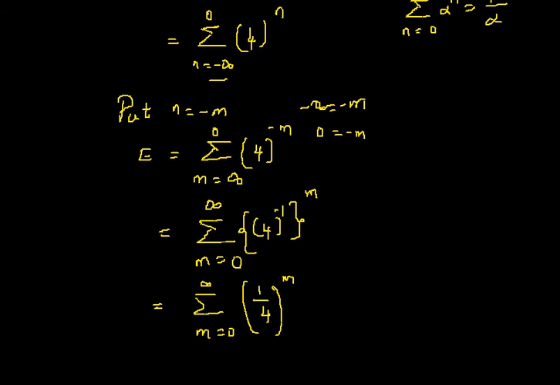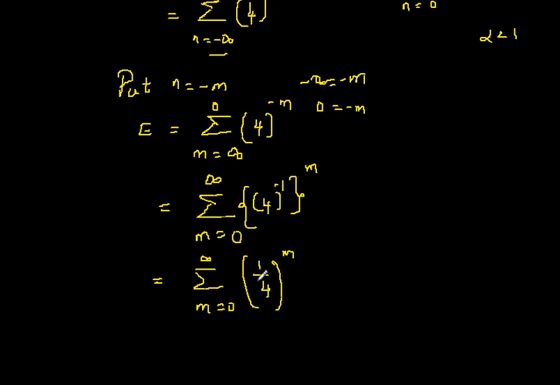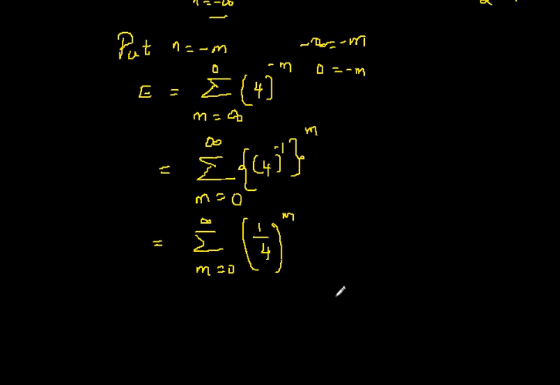So I said if I want to make use of this geometric series, alpha must be less than 1. So now because of that I changed it. I got alpha as 1 by 4, which is less than 1. Therefore I can make use of the geometric series. So making use of geometric series, I can find the answer.